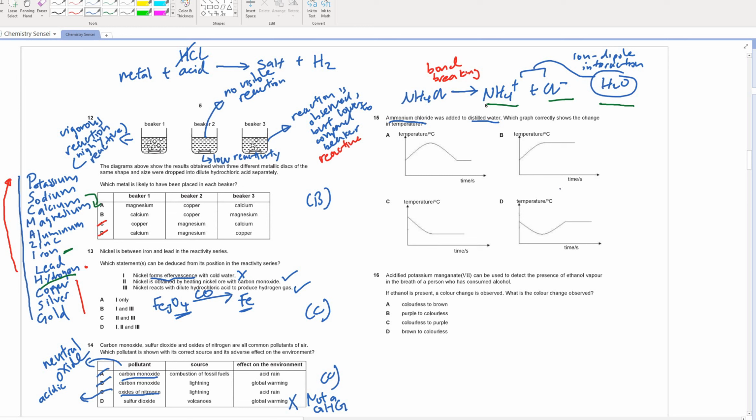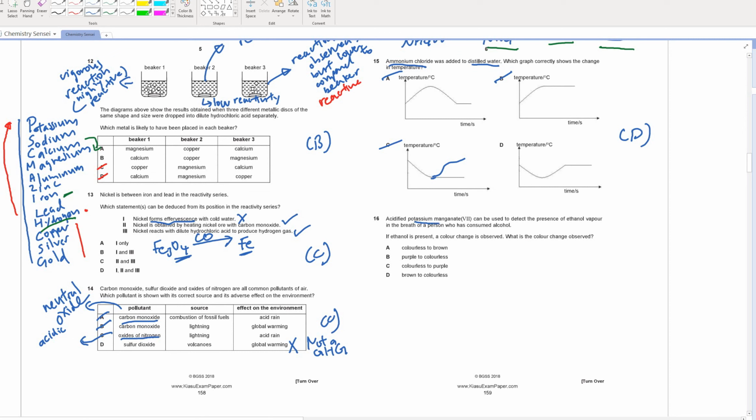So the correct answer is either option C or D. A and B cannot be the answer. However, the correct answer is option D. Option C cannot be the answer because eventually the temperature will be back to the normal room temperature. Just like after you have on your air conditioner for a while, eventually the temperature will go back to normal room temperature. Next, question 16.